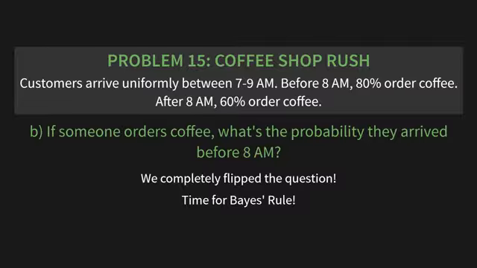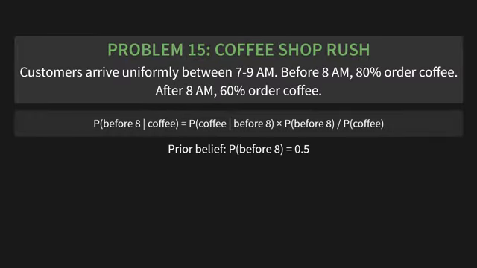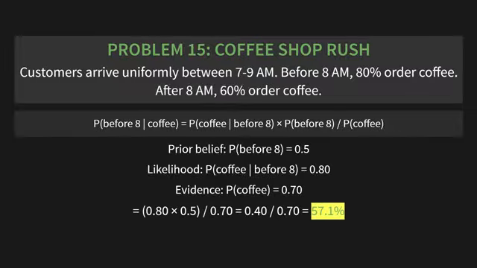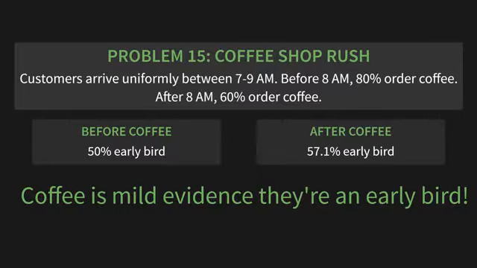Think about it. Before we see any order, there's a 50-50 chance someone arrived early. But coffee is more popular with early birds, 80% versus 60%. When we crunch the numbers with Bayes' rule, that coffee order bumps the probability up to 57%. The coffee order is evidence. Not super strong evidence, but evidence nonetheless that they're an early customer.